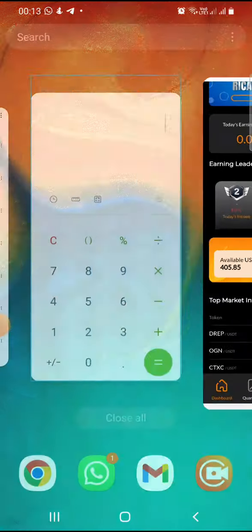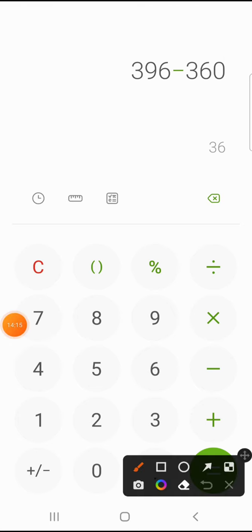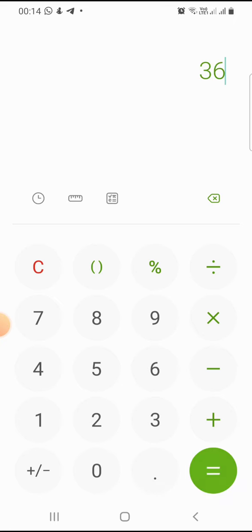So let's go there. 396 minus the total remaining from the trading capital, the total money in trading, deduct this one and the total will be, you see, 36. So last month I told you I gained profit of 17 from 150. So plus this 17, my total profit is $53. I will show you in the Ricabot.